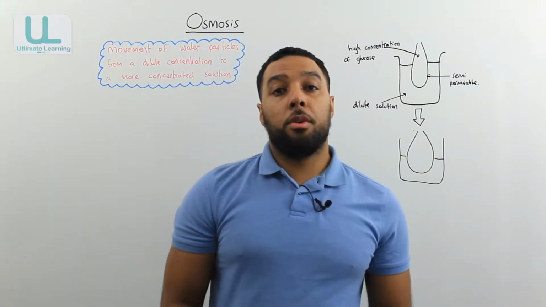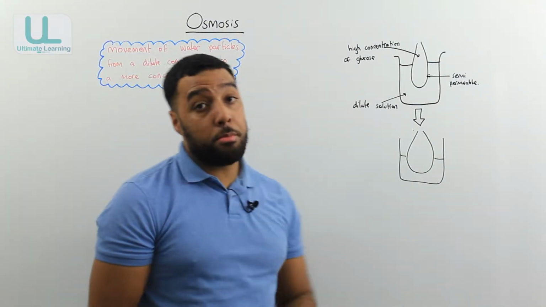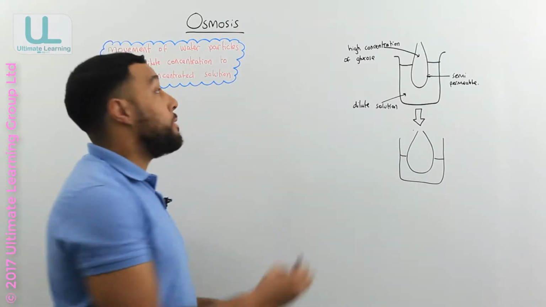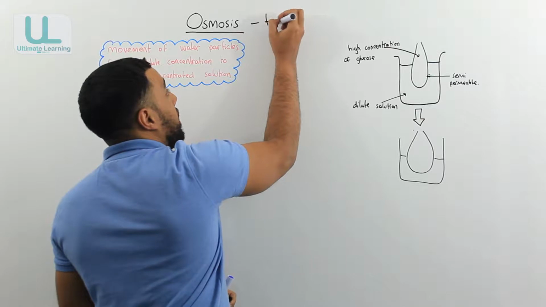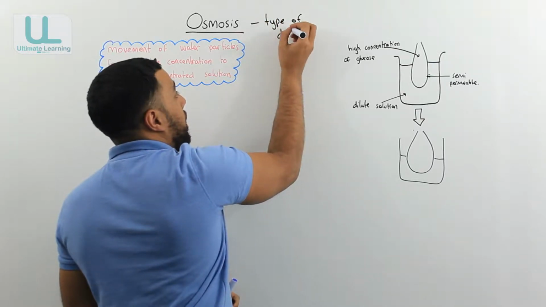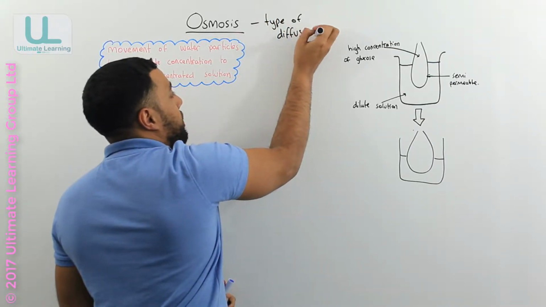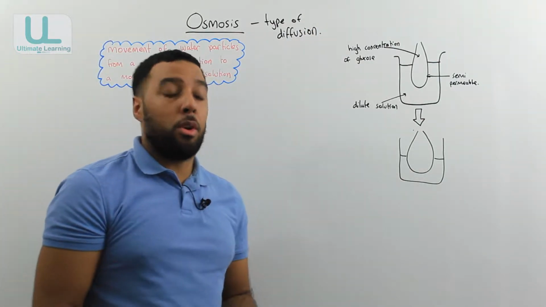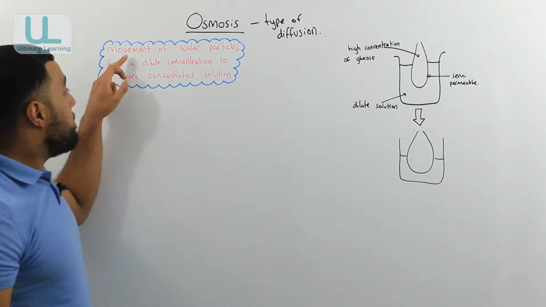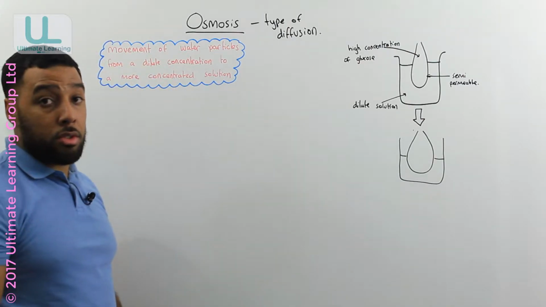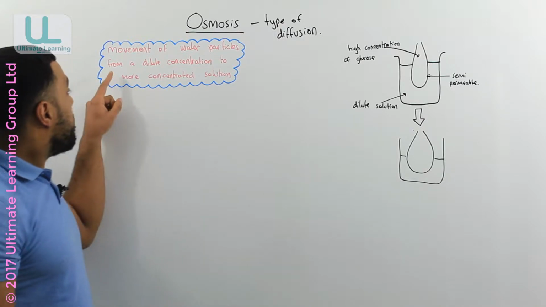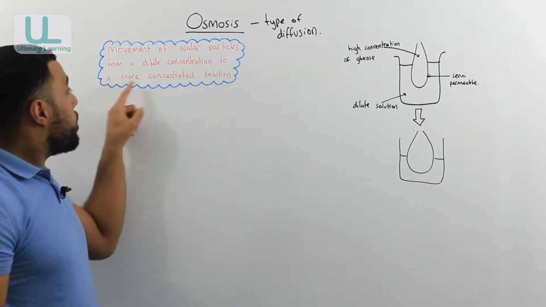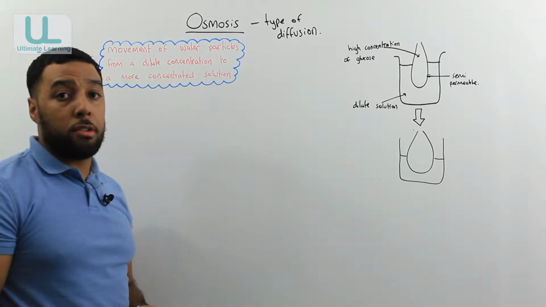Guys, welcome to another video, and today we're going to be looking at osmosis. Now the word osmosis is just a special type of diffusion. And we have an actual definition that you need to know about osmosis, and that is the movement of water particles. So we're just dealing with water, and the water moves from a dilute concentration to a more concentrated solution.